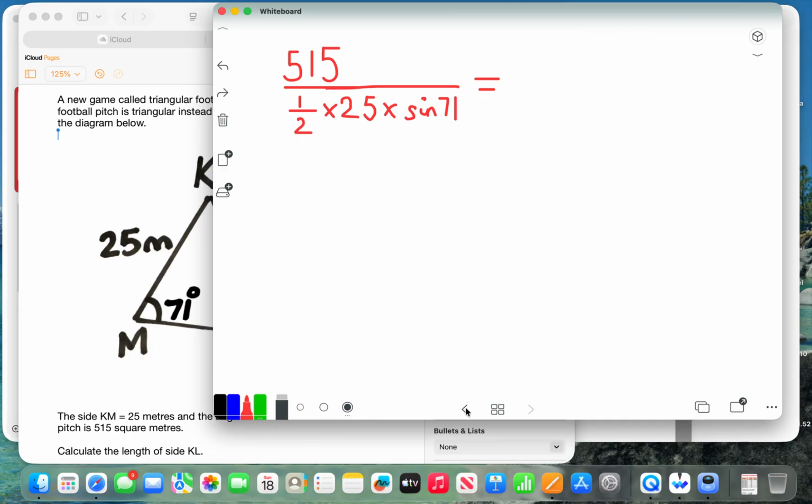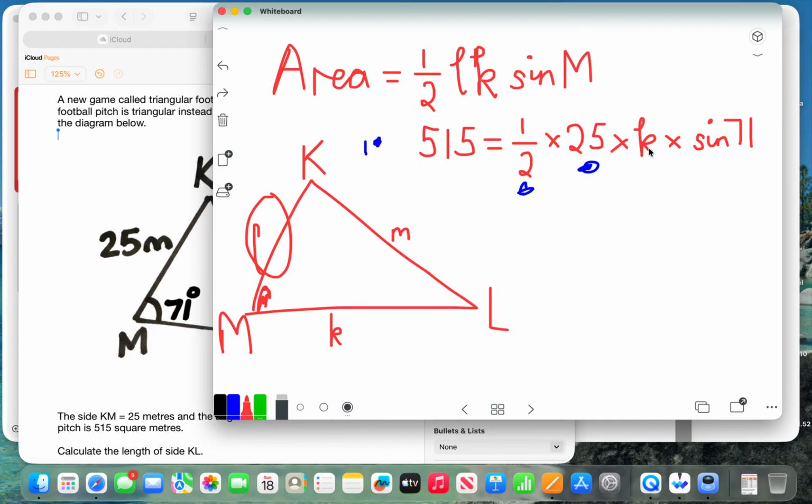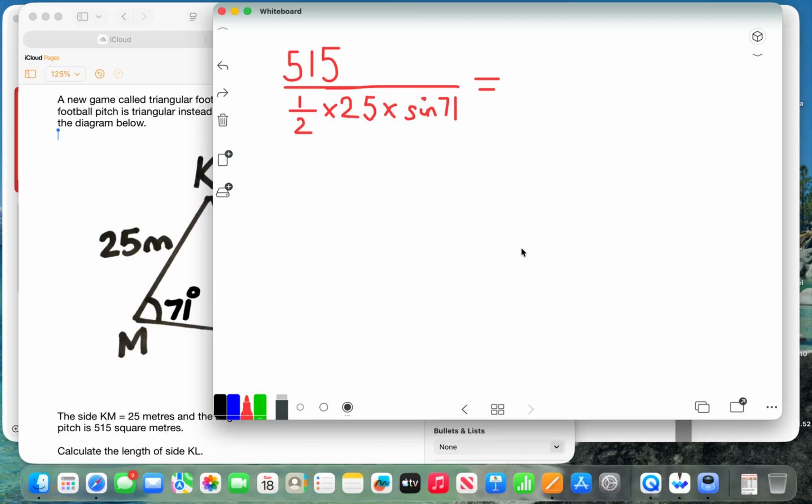And I don't really have to do this part or show this part in full, but because the 1/2 to 25 and the sine of 71 are being multiplied, dividing both sides by those gives you k on its own. And this rearranging would be the second mark.